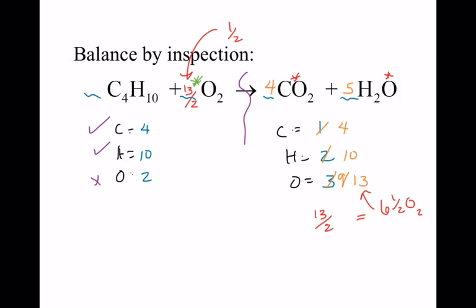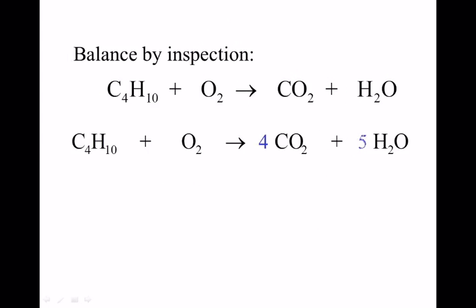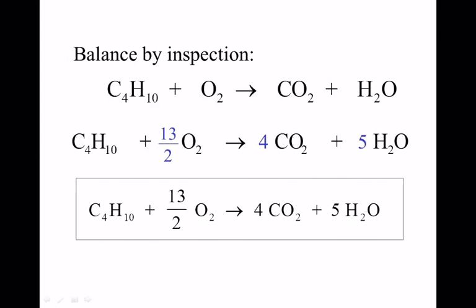If I go with 13 halves there, do you buy that? That actually lets me update my oxygens. Instead of 2, I will have 13. So that's one way to balance it. That is totally one way to balance it.